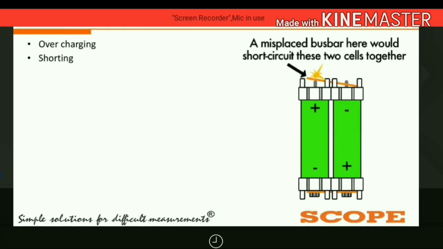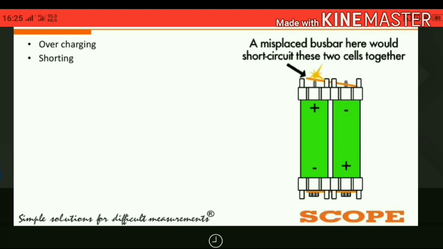Number 2 is shorting. If the battery terminals are accidentally shorted, then a very high amount of current will flow in a very short time.